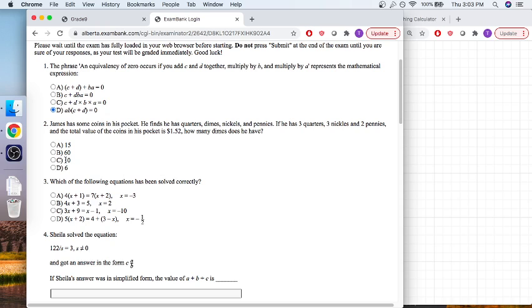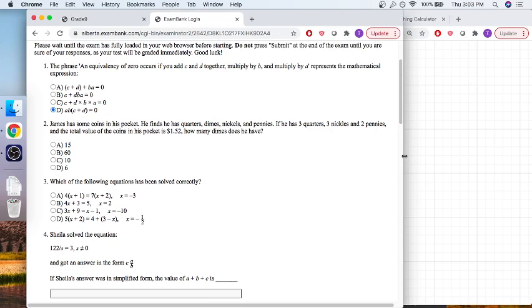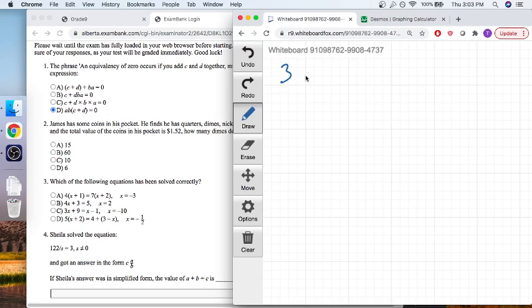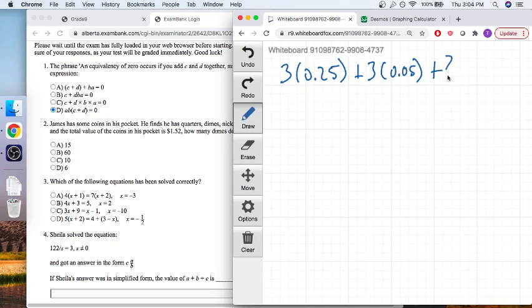James has some coins in his pocket. He finds he has quarters, dimes, nickels, and pennies. If he has 3 quarters, 3 nickels, and 2 pennies, the total value of the coins in his pocket is $1.52. How many dimes does he have left? Okay. So he has 3 quarters. So we're going to do 0.25 plus 3 nickels, we're going to do 0.5, and plus 2 pennies. And then we're also going to have plus X dimes, because we don't know how many dimes there's going to be. And all of this is going to add up to $1.52.